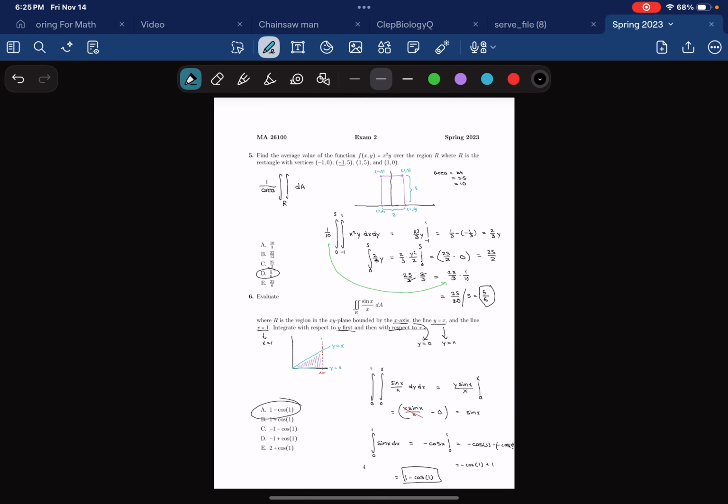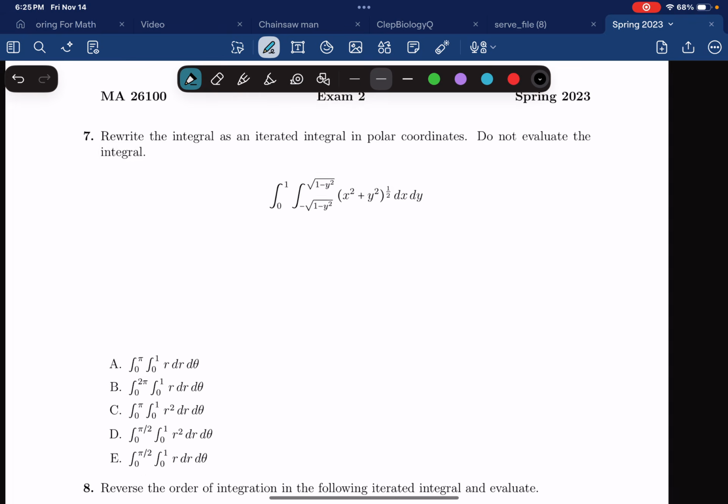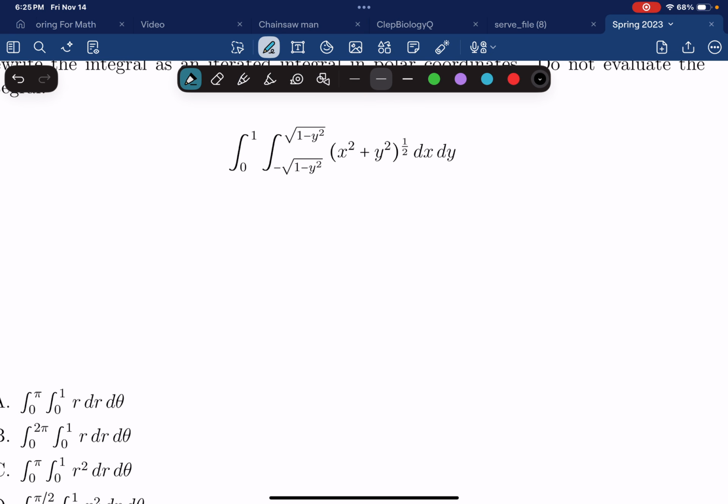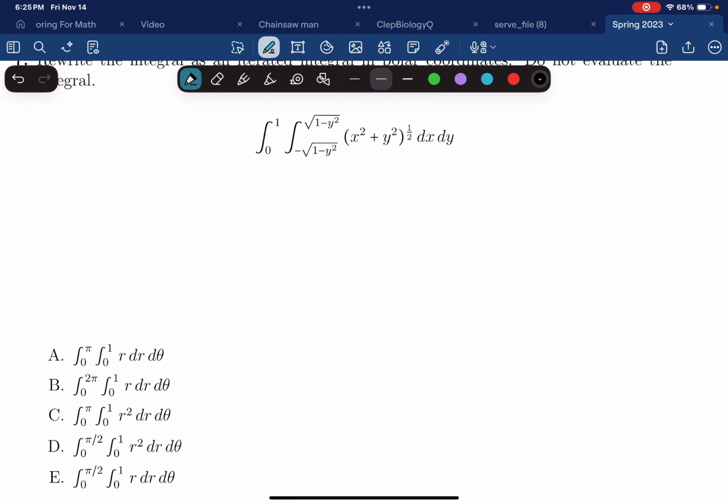Okay, halfway through, guys. Number 7. Rewrite the integral as an iterated integral in polar coordinates, but do not evaluate the integral. I'm going to show you a neat little trick to instantly get a few answer choices out of the way. We all know that x squared plus y squared is equal to r squared. Now, if we take the square root of r squared, which is 2 times 1/2, you just get 1.